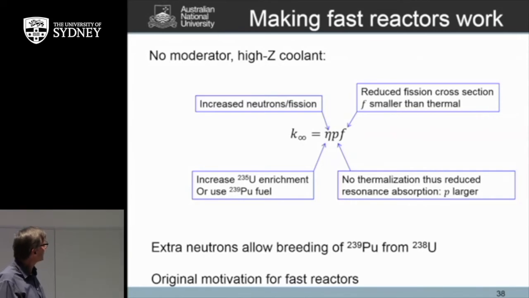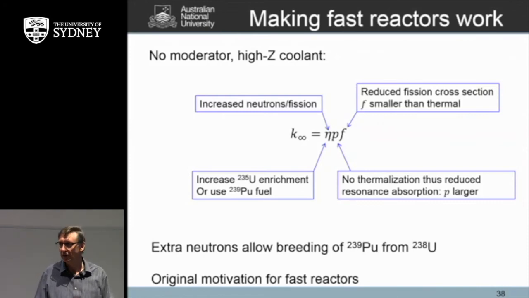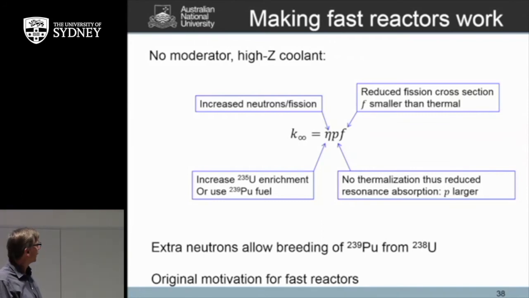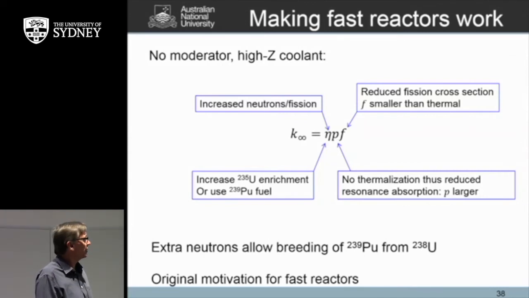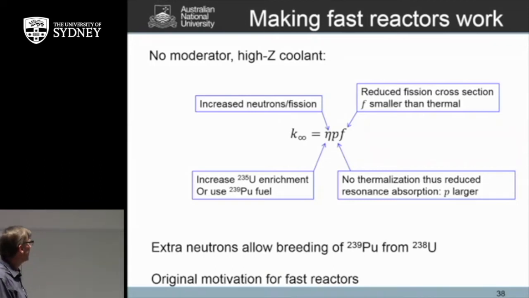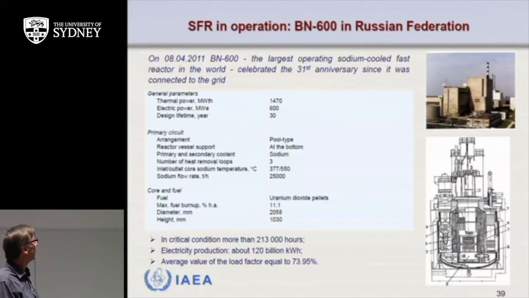So these extra neutrons in the plutonium allow for what's called breeding. So this is making new fuel out of fertile material, fissile out of fertile. And it was the original motivation for fast reactors. Now that was back in the 1950s when it was thought that uranium reserves worldwide were quite small. Turns out that uranium is more prevalent than we thought. So this motivation for fast reactors has gone away.